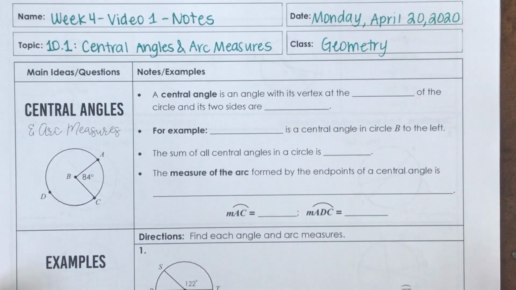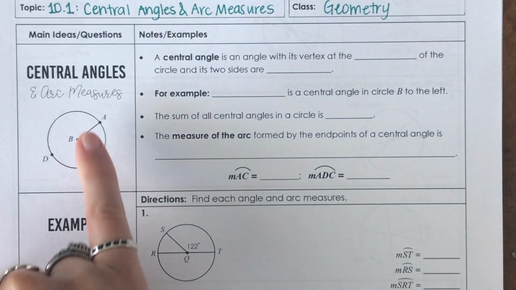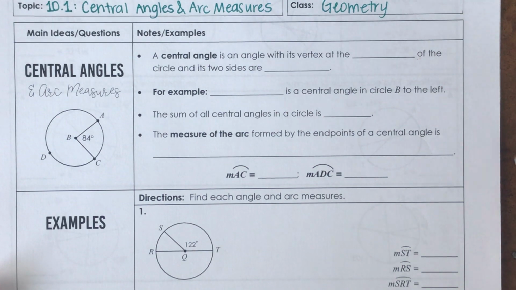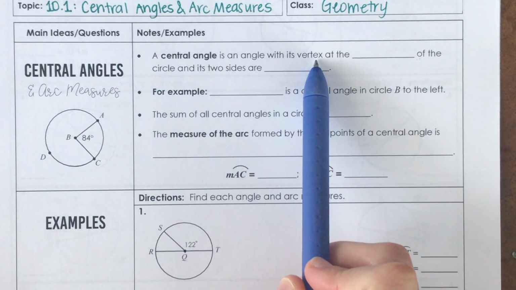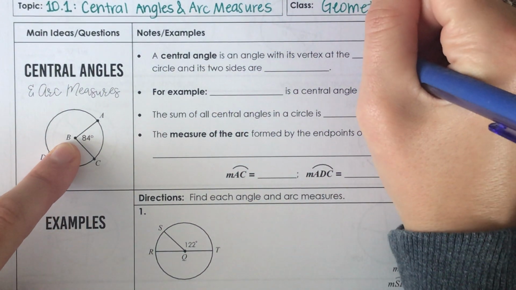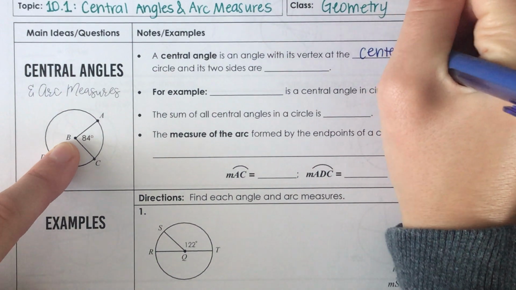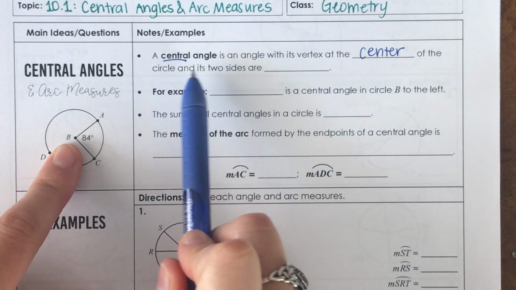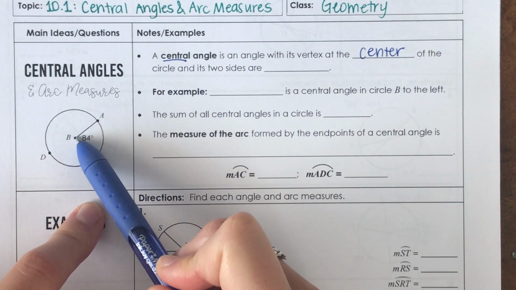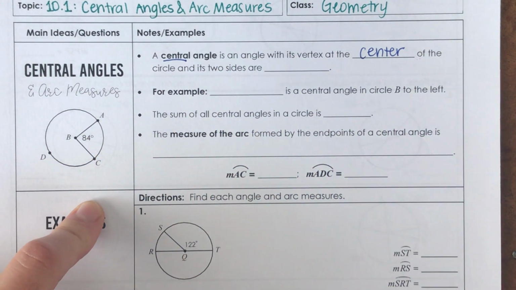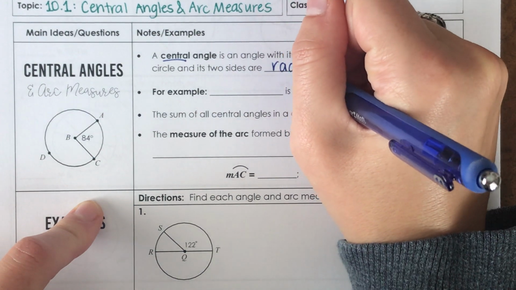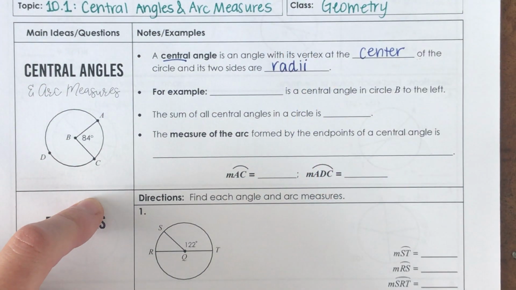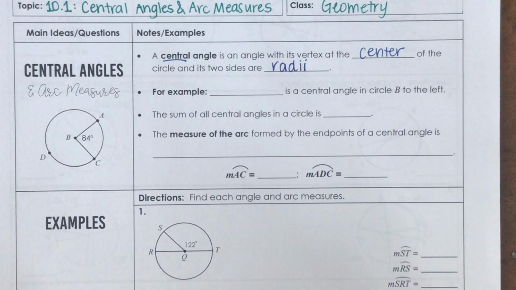First part, central angles and arc measures. A central angle is an angle with its vertex at the center, hence why it's called a central angle. It's at the center of the circle, and its 2 sides are this piece and this piece. Those are the radiuses, or the radii is how we say it with multiple. That means more than one radius.